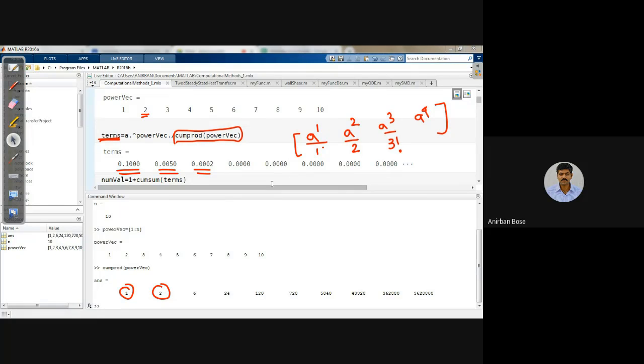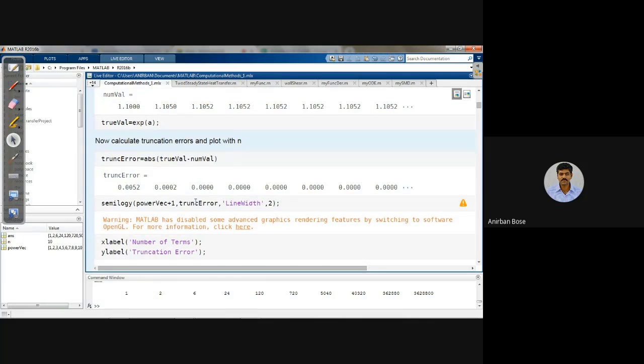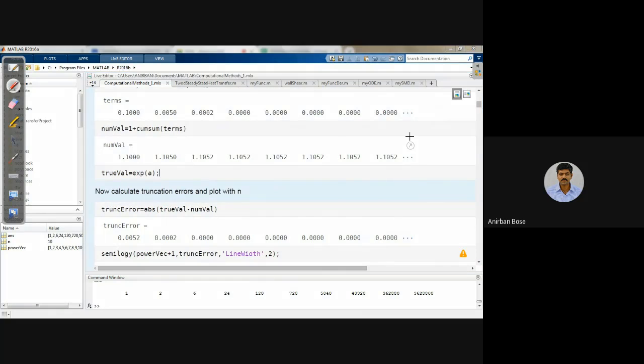So once that is created, finally what we are doing is the cum sum. Cum sum means cumulative sum. So what is the cumulative sum of these quantities? The first term will be a to the power 1 by 1 factorial. What is the second term? The second term will be the cumulative sum of the first two terms. What are the first two terms? The first two terms are this.